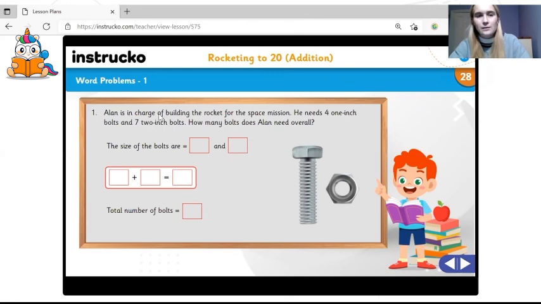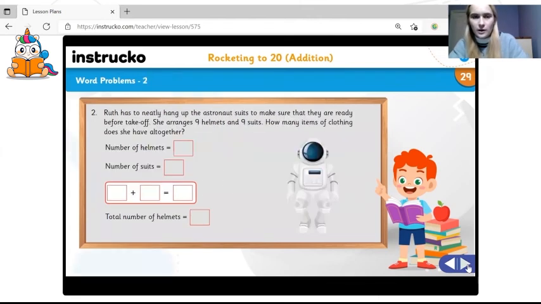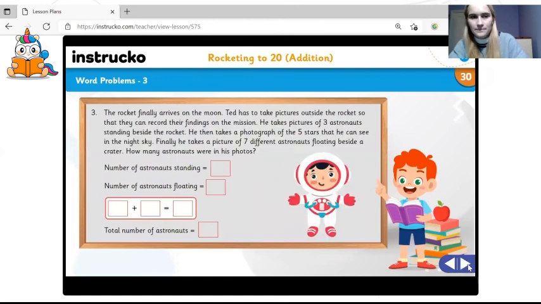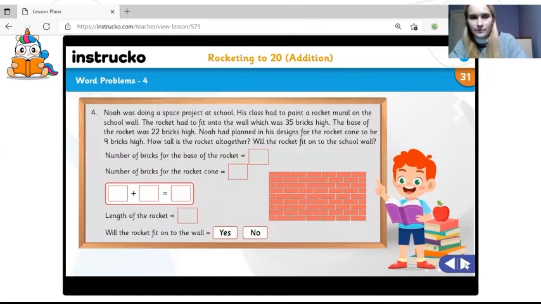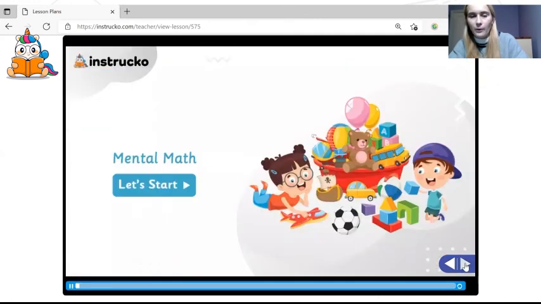Okay, so Alan is in charge of building the rocket for space mission. He needs 4 1-inch bolts and 7 2-inch bolts. How many bolts does Alan need overall? And then we'll try and show our workings here in the lesson and try and work out what the answer is. Okay, so we'll have a few word problems to do. We'll always show our working when we do word problems.